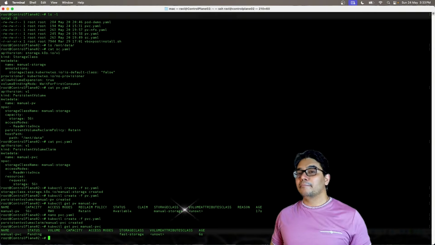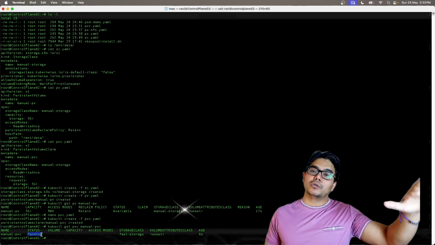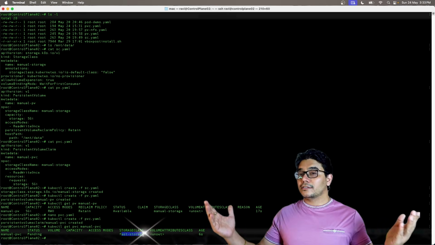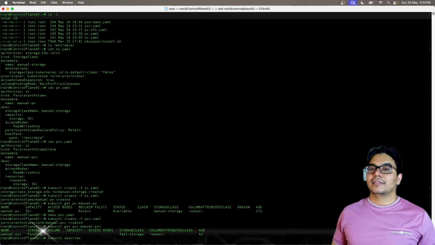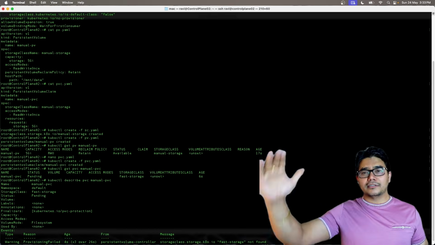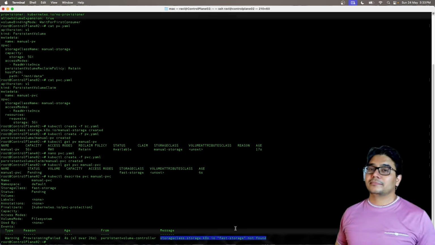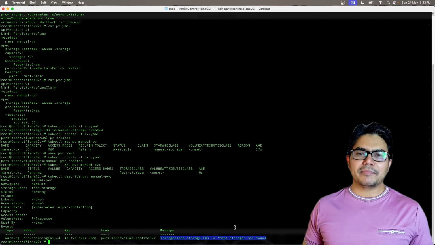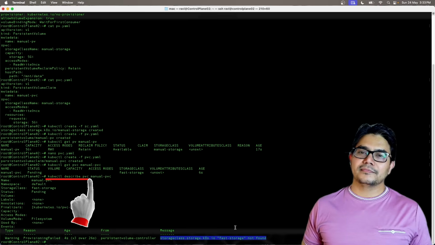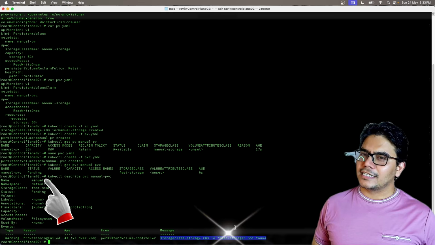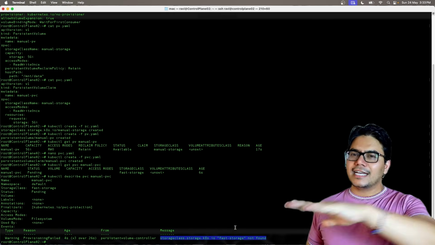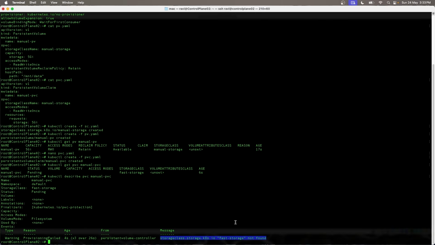And here, manual storage is not equal to fast storage. So Kubernetes immediately rejects the match. PVC stays pending. And this is one of the most common reasons beginners get stuck. Let's run kubectl describe command on this PVC. Look under the events. There, Kubernetes clearly tells us no matching storage class was found. And hence, it stays in pending state.